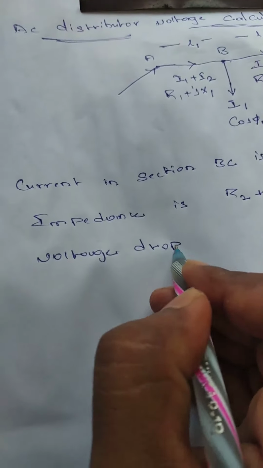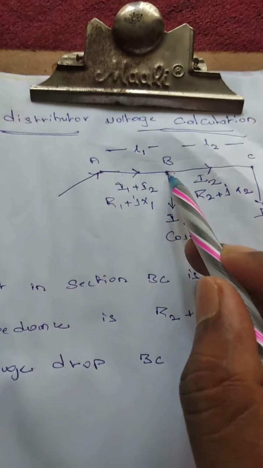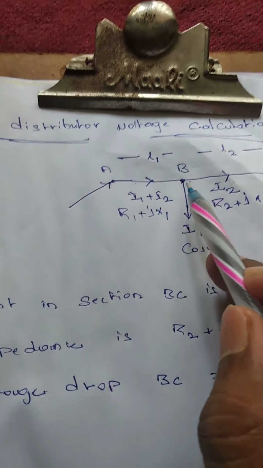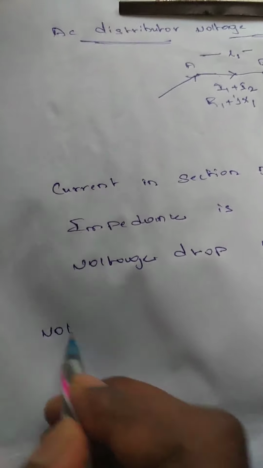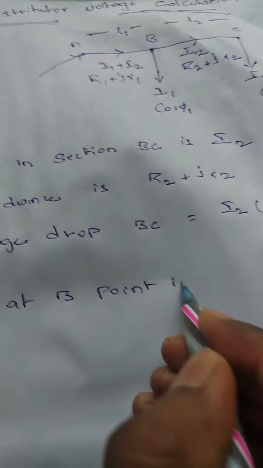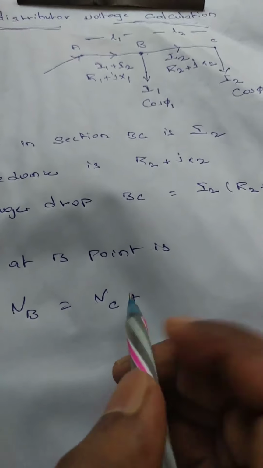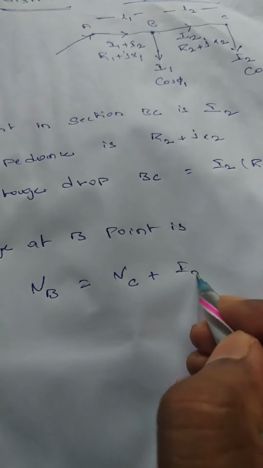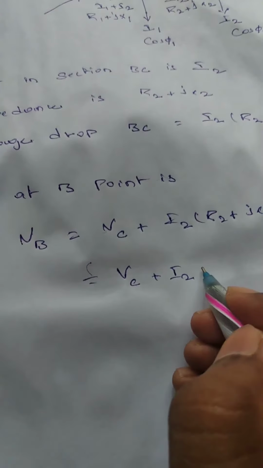voltage drop in section BC is I2 into R2 plus jX2. Now what will be the voltage at this point? To find the voltage at this point, VB is equal to this voltage, VC, plus this drop. So the voltage at point B is VB equals VC plus the drop in section BC, that is I2 into R2 plus jX2, which can also be written as VC plus I2 into Z2.